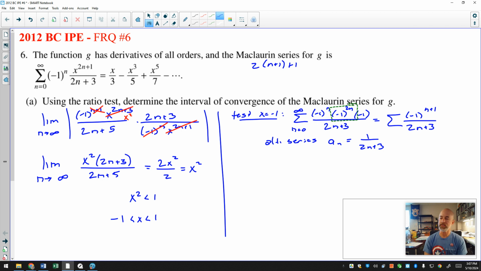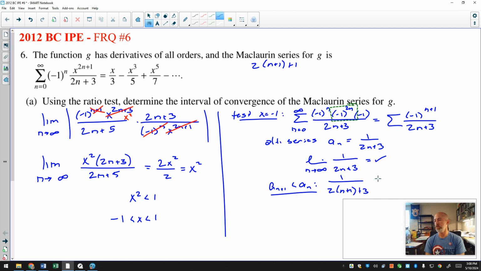And for an alternating series to converge, you need to show that those terms approach 0 and decrease, and that's going to be pretty easy to do. The limit as n goes to infinity of 1 over 2n plus 3 is indeed 0, and the terms decrease. A sub n plus 1 is less than a sub n, because if you plug in n plus 1, we have 1 over 2 times n plus 1 plus 3, and that will indeed be less than 1 over 2n plus 3. And so my series decreases, therefore my series converges.